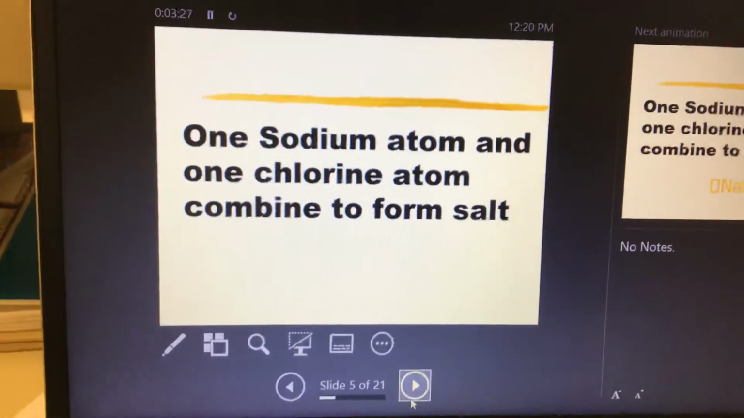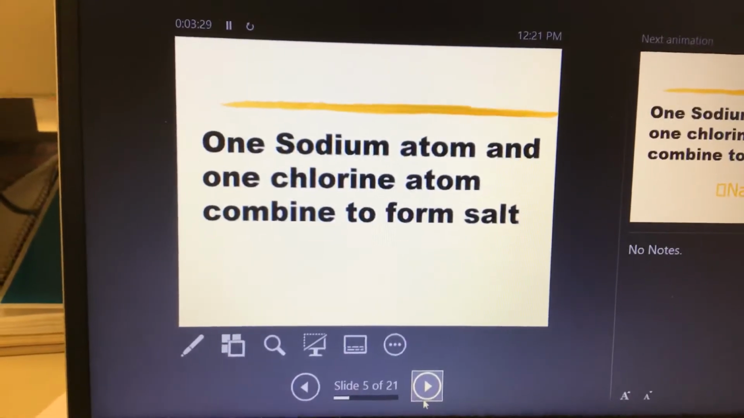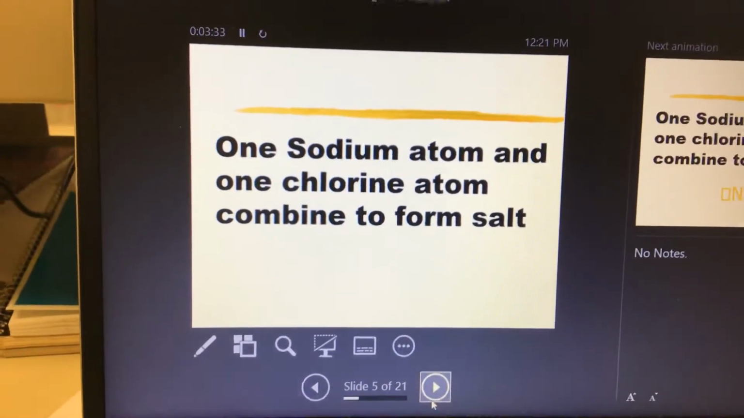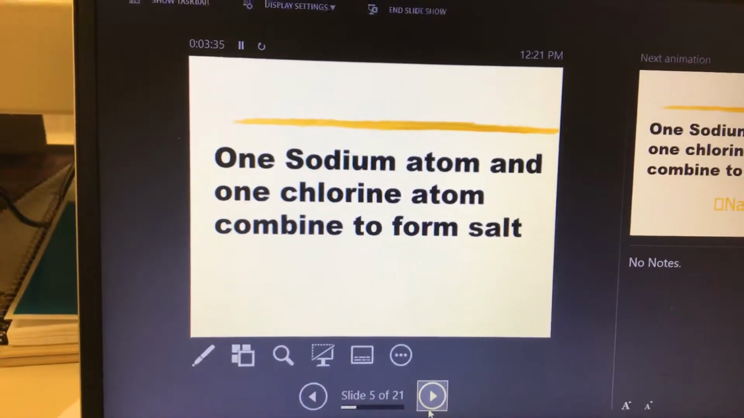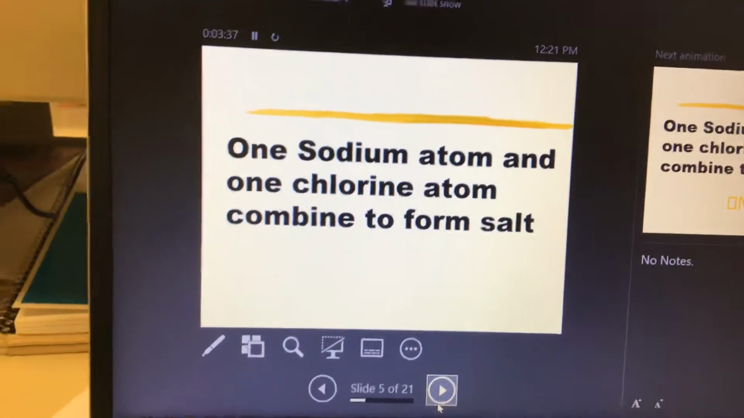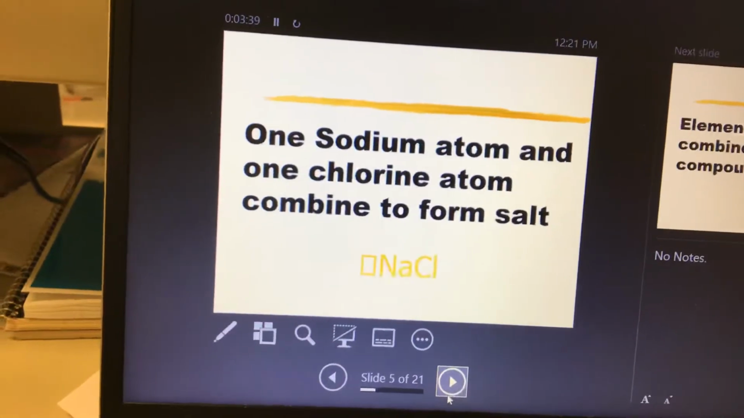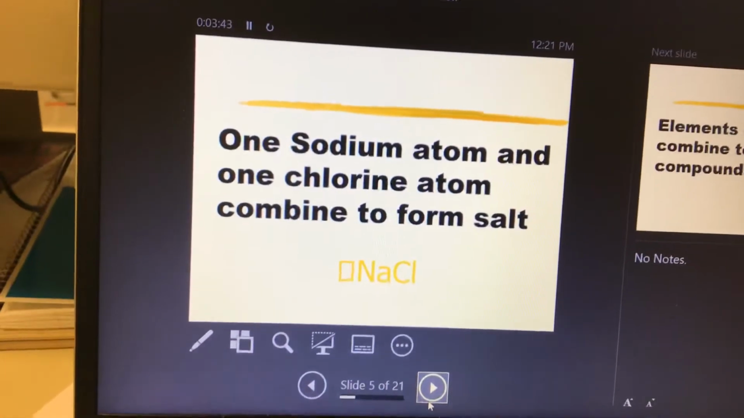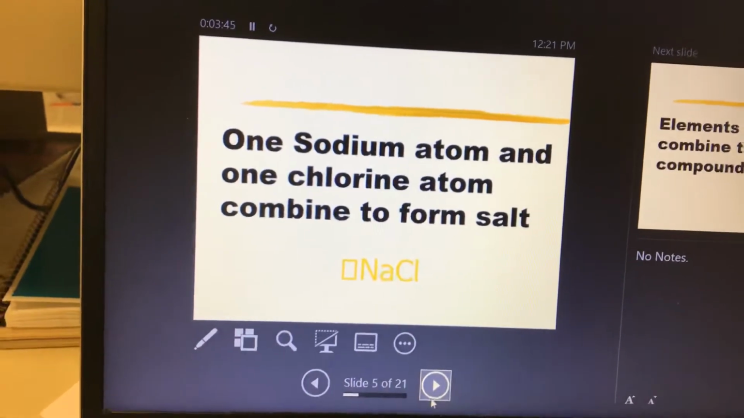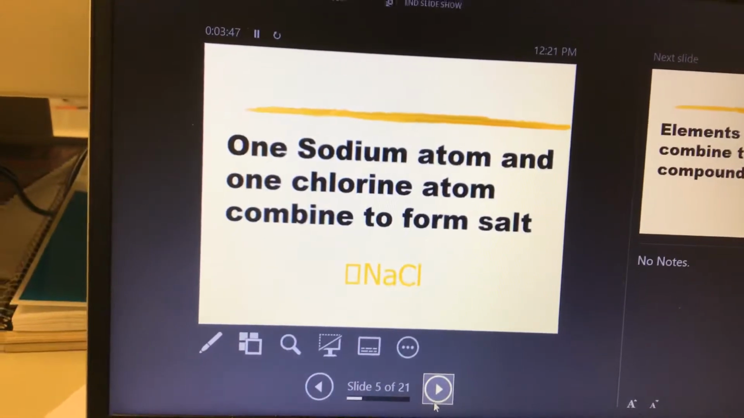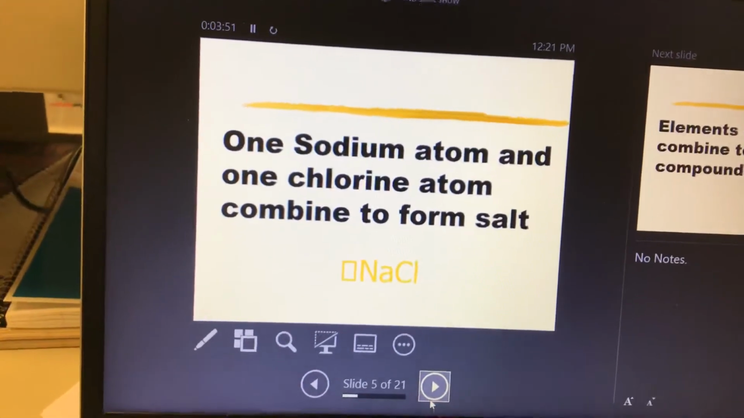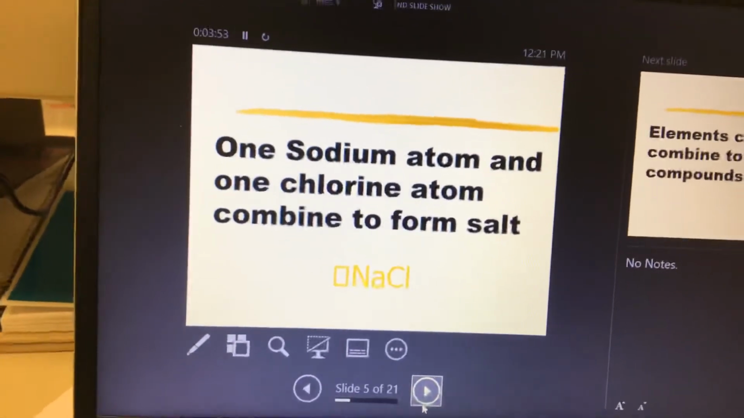How about this one? One sodium atom and one chlorine atom combine to form salt. Sodium is Na. Chlorine is Cl. So NaCl would be table salt. There's only one sodium, so there's no letters behind it. There's only one chlorine, so there's no letters behind it. So NaCl.